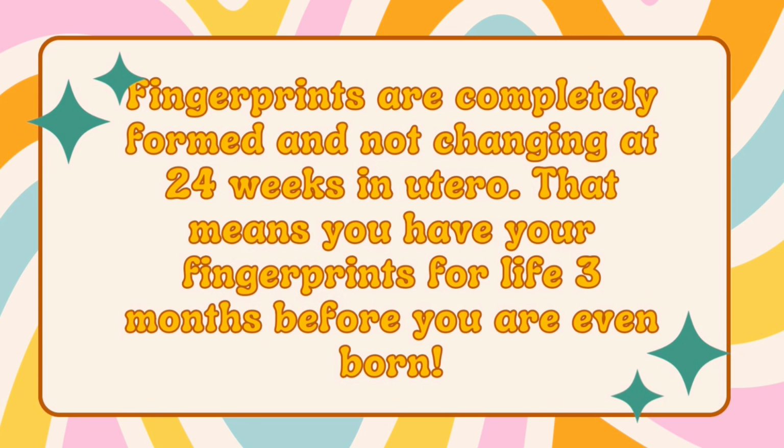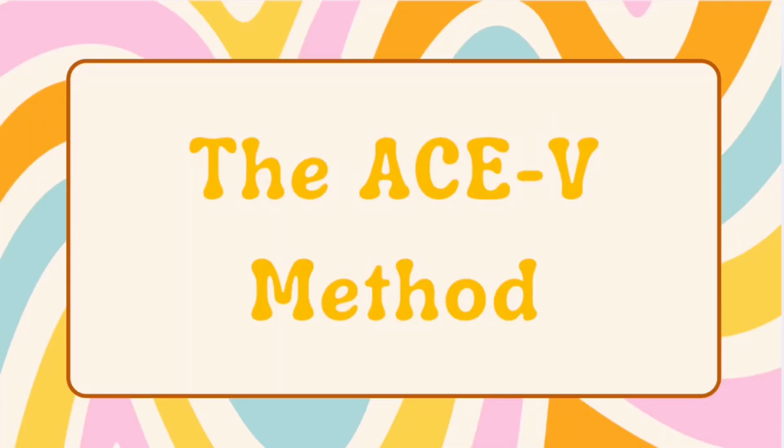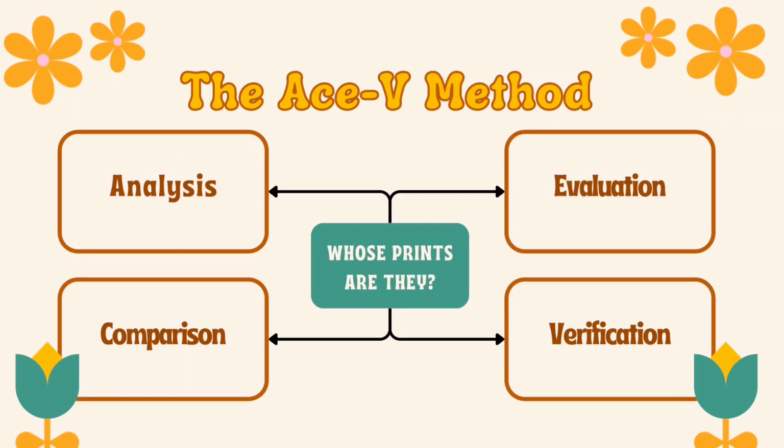Fingerprints are completely formed when you're 24 weeks in utero. This means you have the fingerprints that you're going to have for the rest of your life 3 months before you're even born. When looking for fingerprints, we use the ACE-V method. The 4 steps of the ACE-V method are analysis, comparison, evaluation, and verification.